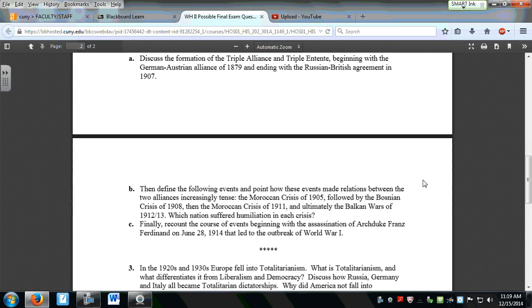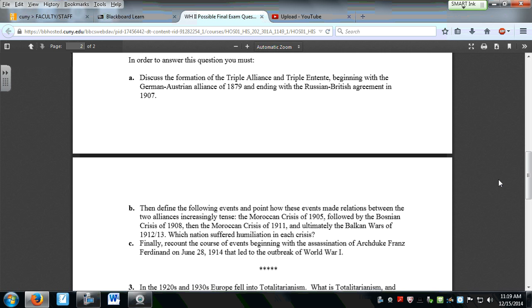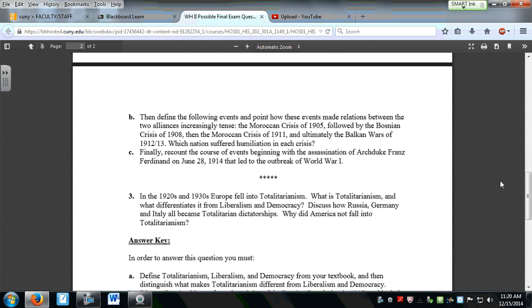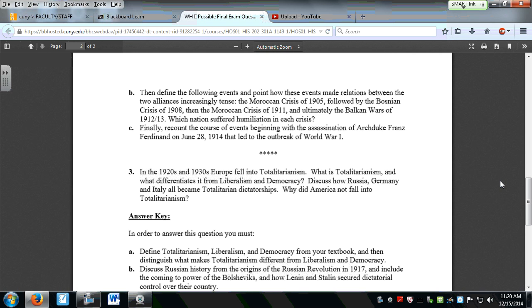Now, the second part of that question says, how did the various Moroccan and Balkan crises raise the tensions between these 2 alliances? So, in order, you'll look at the Moroccan crisis of 1905, the Bosnian crisis of 1908, then you switch back to the Moroccan crisis of 1911, and then the Balkan Wars of 1912 and 13. In each of those 4 crises, which nation suffered humiliation in each case?